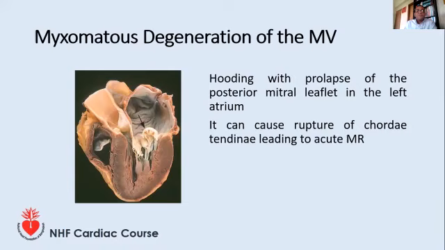So let's look at a few diseases which cause MR, like myxomatous degeneration of the mitral valve. Here we can see the hooding or prolapse of the posterior mitral leaflet into the left atrium, which can cause mitral regurgitation. But in an acute case, if rupture occurs, it leads to acute mitral regurgitation.